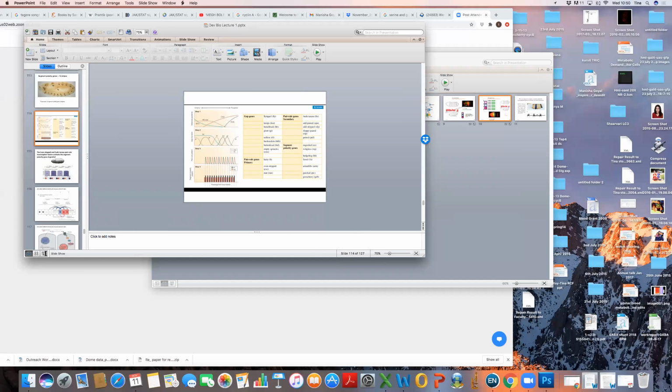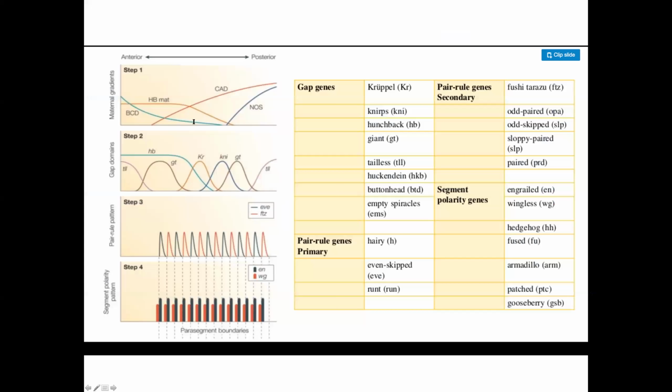Is everyone seeing my slide, which is maternal gradients, gap domains, and all of that? Yes, Tina. Okay, great.